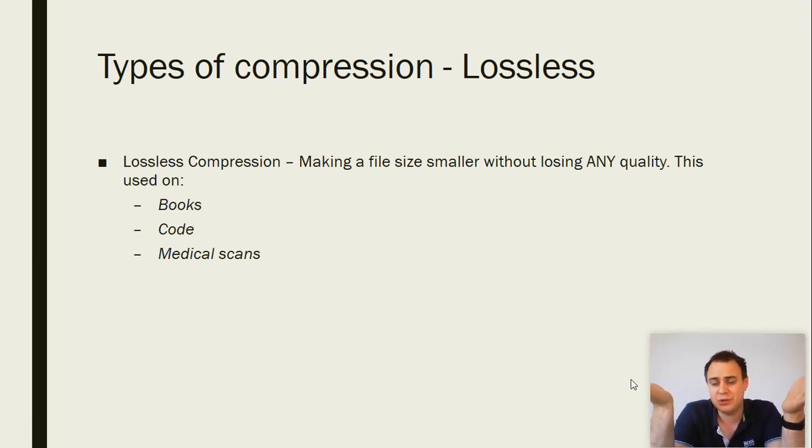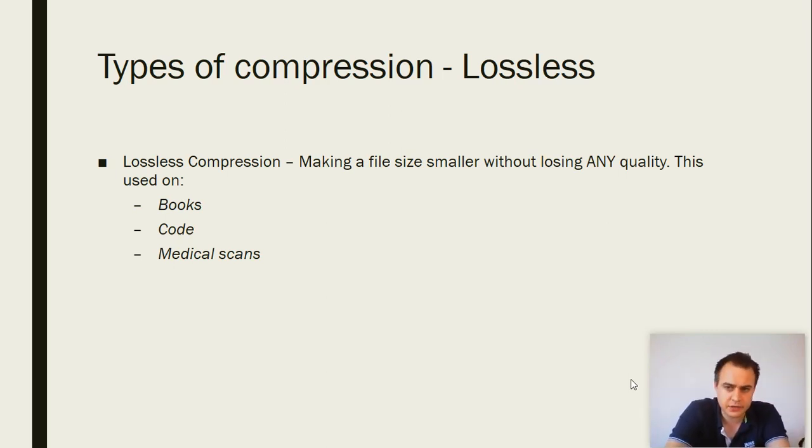Code, if you compressed down some Python code, for instance, and it removed some colons and brackets, your code wouldn't work. So you have to use lossless compression. And same with books, your book will be unreadable if you were removing text from a book. So lossless compression is used for these kinds of things. It makes a file size smaller without losing any quality.